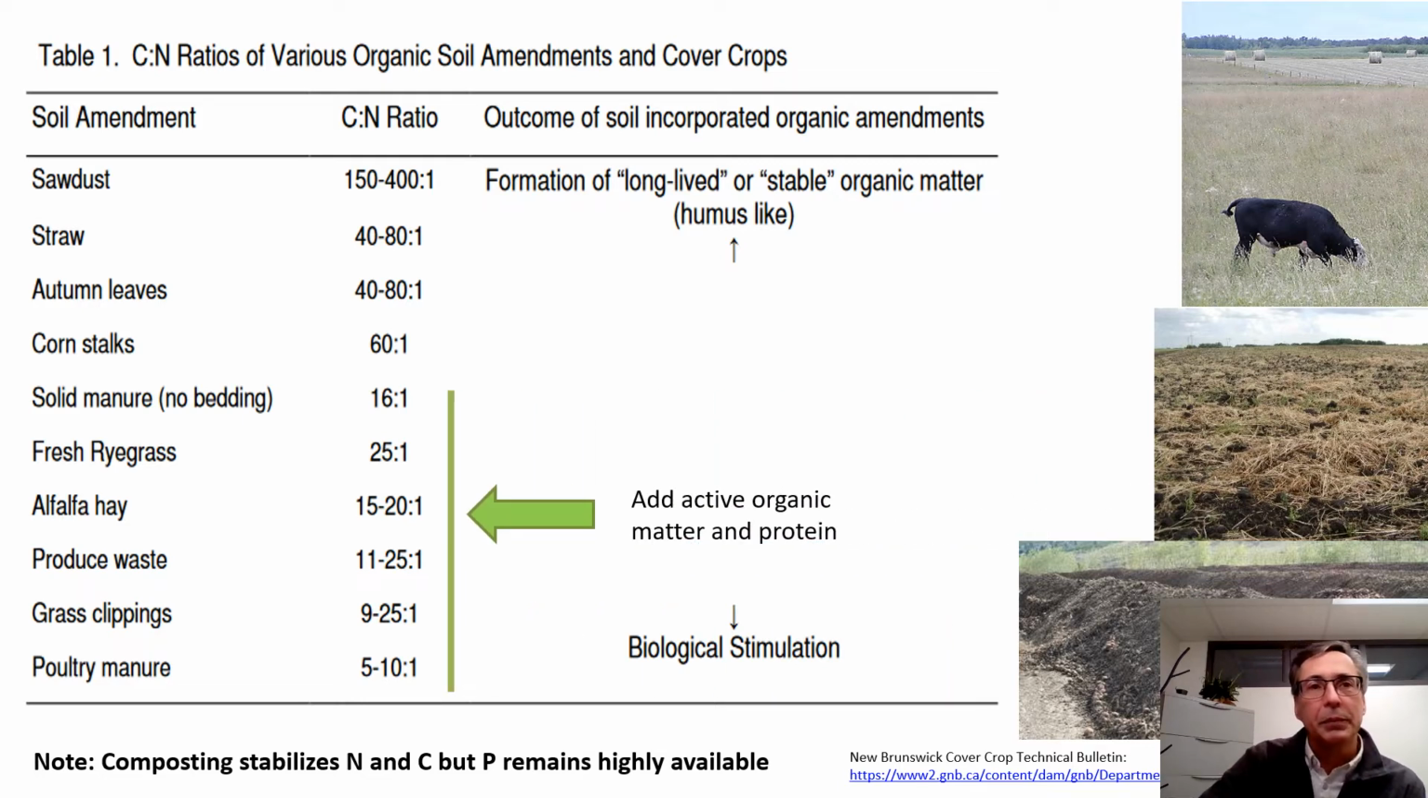So if you're trying to stimulate the turnover of nutrients, you want to be adding materials to the soil that have a high active organic matter content and high protein content, so high nitrogen content. And that would be in this group here that I've highlighted with this bar. Now, when we compost these materials, we tend to stabilize the nitrogen and the carbon, so it becomes a little less available, but it does maintain high phosphorus availability, so that's fairly good. But compost is a great amendment to enhance many soil quality characteristics.